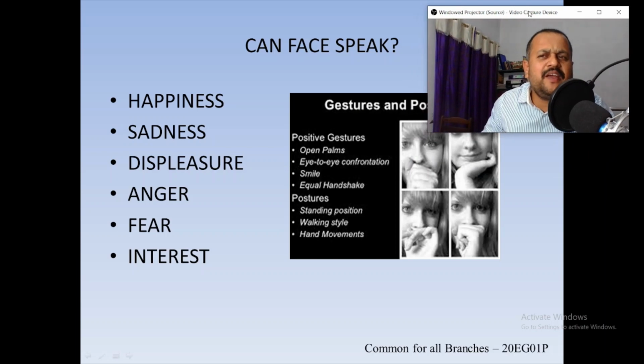What's the importance of facial expression? Facial expression can mean happiness, sadness, displeasure, anger, fear, and interest. So these are all different meanings that are generated through facial expressions. So facial expressions also become a very important part of body language because they can also generate meanings.